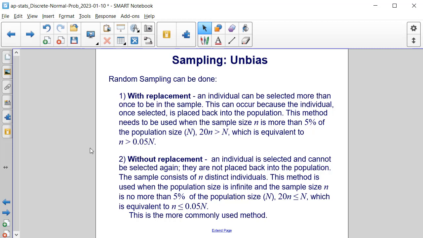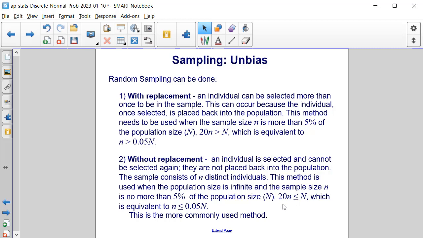And then without replacement, an individual is selected and cannot be selected again, and they are not placed back into the population. So I can't select the same person more than once. The sample consists of n distinct individuals, and this method is used when the population size is infinite and the sample size n is no more than 5% of the population size.